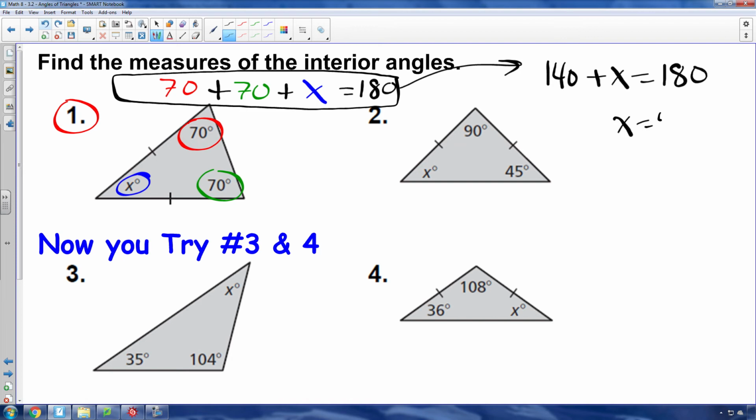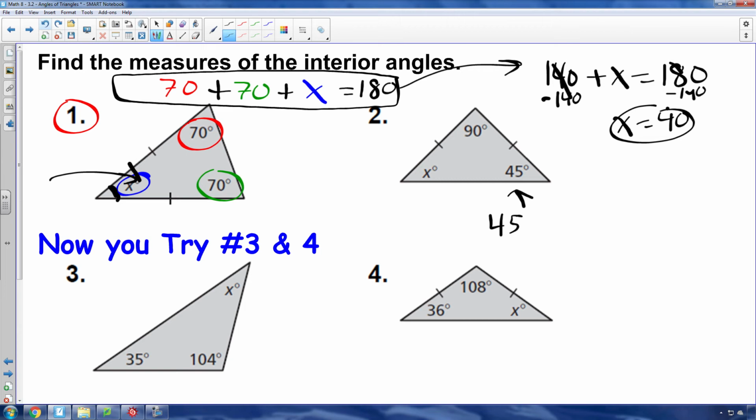So that means x must equal 40 based on subtracting 140 on both sides, something that we kind of know. So x is 40, that means this angle right here is 40 degrees. 40 degrees here, this angle, 70 and 70, together they're all 180. So that's making sense. So let's go to the next one, this guy right here.